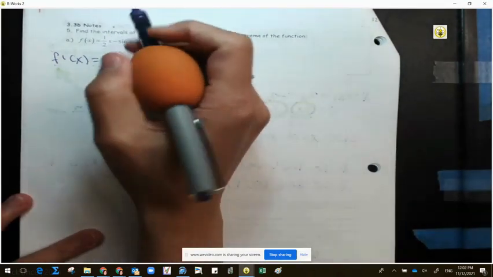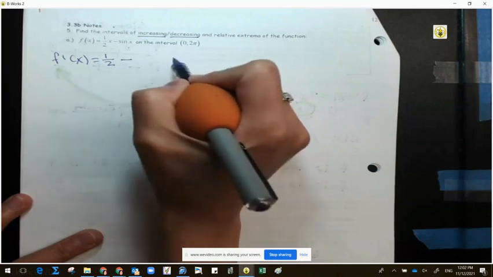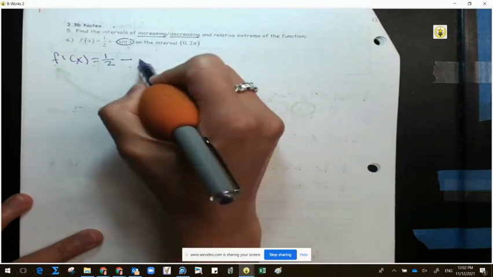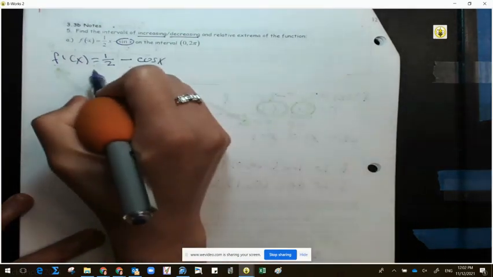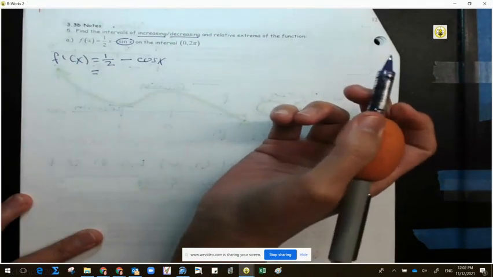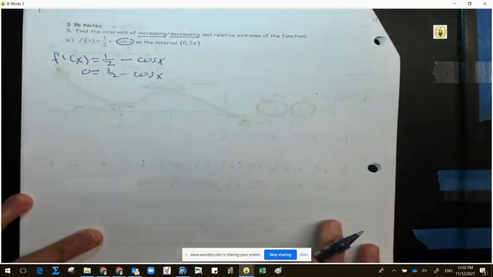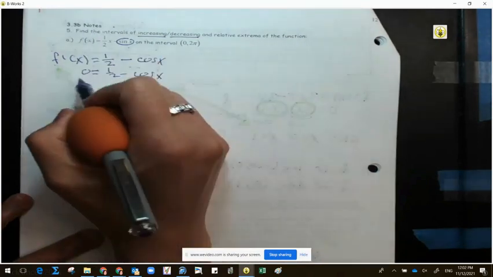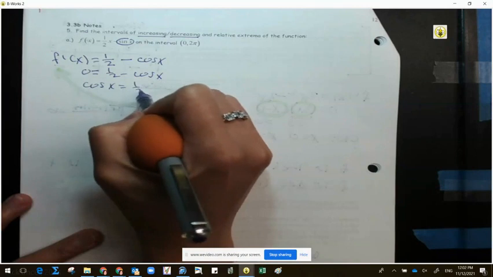What is the derivative of half of x? 1/2. And I'm going to put that minus sign. What is the derivative of sine of x? Cosine of x. And our derivative will have our relative minimum or maximum at 0. So let's go ahead and put cosine of x is equal to 1/2.